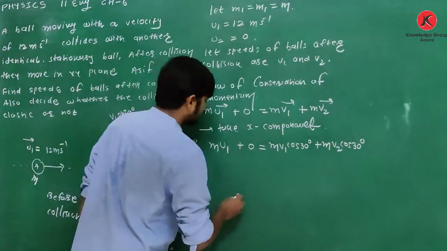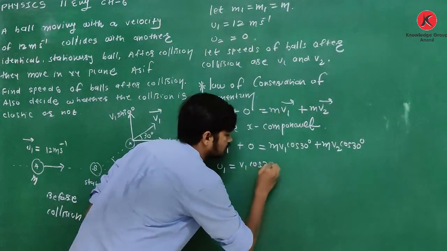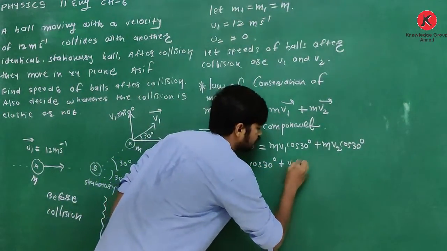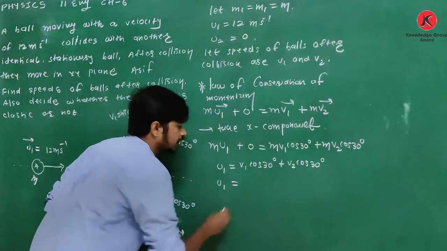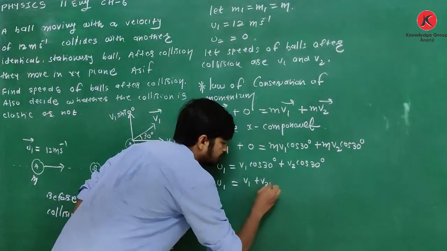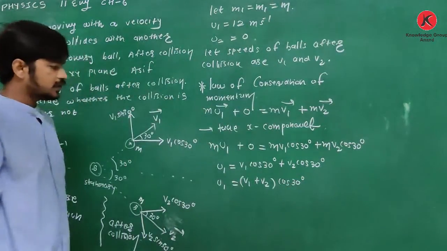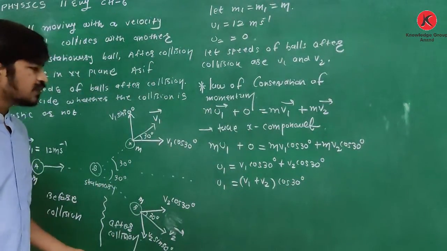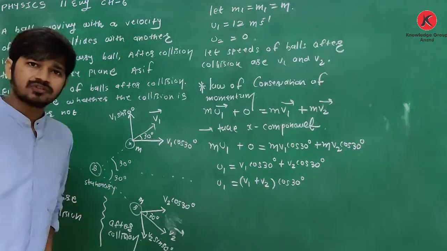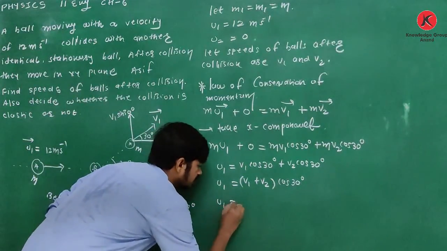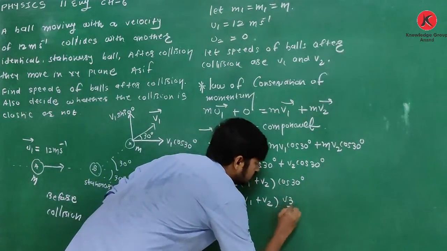So yes, here I can write u1 is equal to v1 cos 30 plus v2 cos 30. I can also write u1 is equal to v1 plus v2, with cos 30 common. Clear about this? And what is the value of cos 30? Cos 30 is root 3 by 2. So u1 is equal to v1 plus v2, times root 3 by 2.